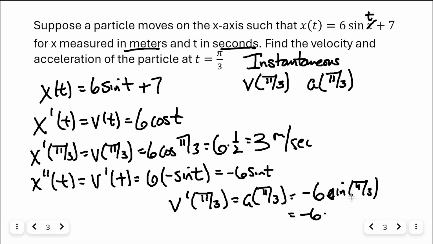And negative 6 times sine of pi over 3, which is root 3 over 2. Cancel out the 6 with the 2. Makes negative 3 root 3. And my units, acceleration is measured in meters per second squared. And there's my answer. That's the representation of the instantaneous velocity and the instantaneous acceleration at pi over 3. Okay? So it can be that simple.